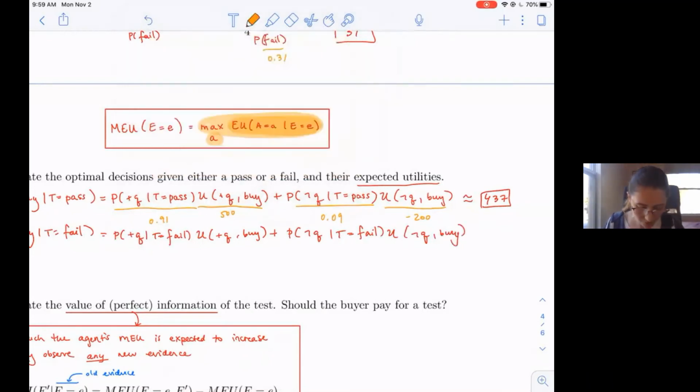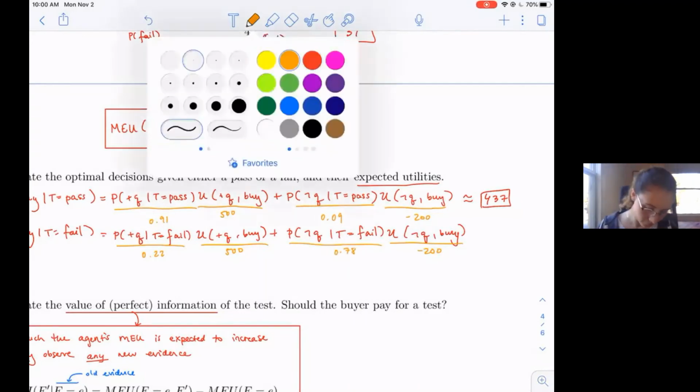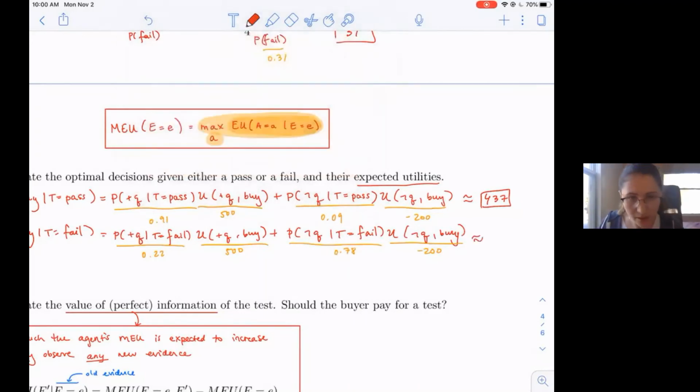All right, well, we have, again, a lot of these quantities on hand. The utilities haven't changed here. What has changed, though, is the probability of the car being in good shape, given that it's failing. This is 0.22, again, from the prior part of our problem. And this one is going to be 0.78. So overall here, we're getting minus 46 expected utility.